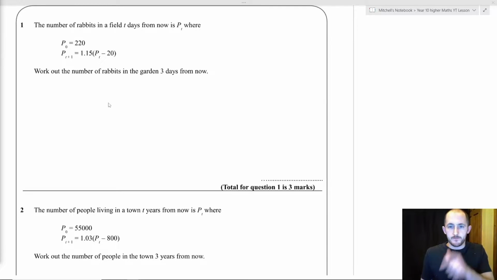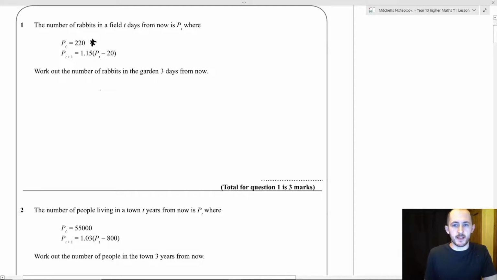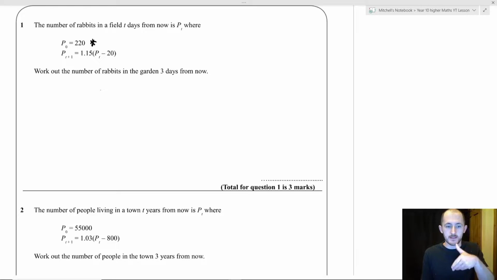Essentially, with iteration, they always give you an initial amount here. That's what the 0 stands for. t days from now, so 0 days from now means today. And then to work out the next day, you take the current day and substitute it into that formula. So what they probably teach you to do is at p_1, 1 day afterwards, you do 1.15 times 220 minus 20, and you put that into a calculator and work it out.